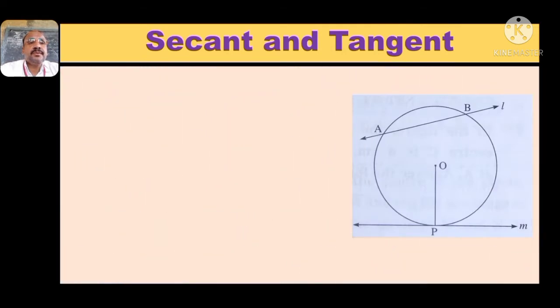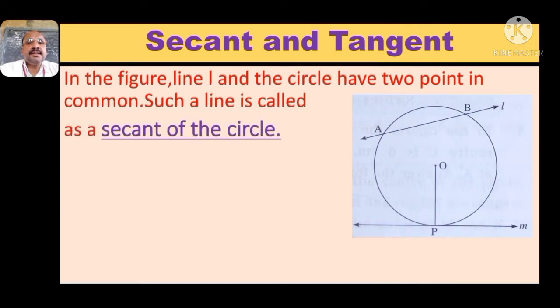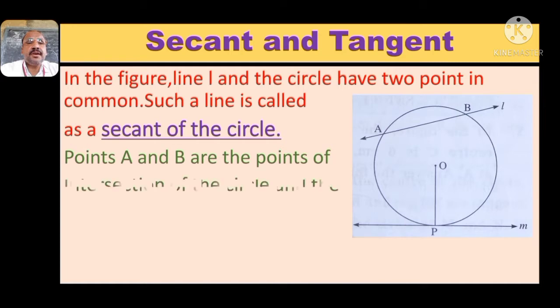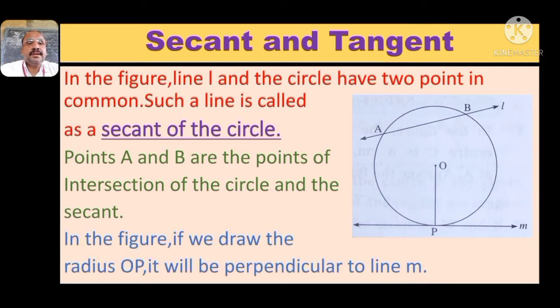Now, second, in the figure, line L and the circle have 2 points in common. Such a line is called a secant of the circle. Points A and B are the points of intersection of the circle and the secant. In the figure, if we draw the radius OP, it will be perpendicular to line M.